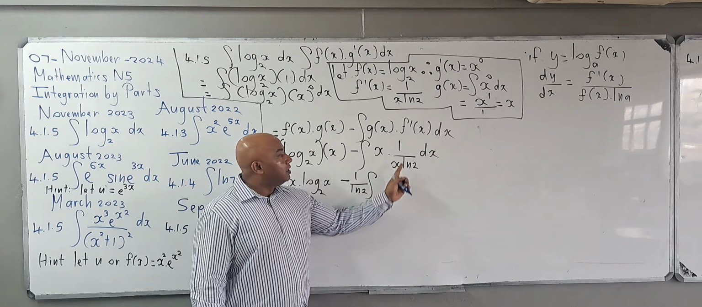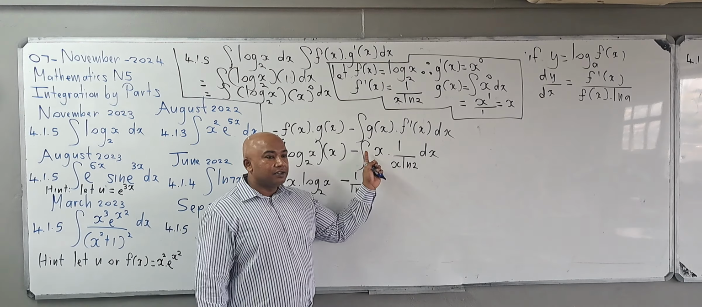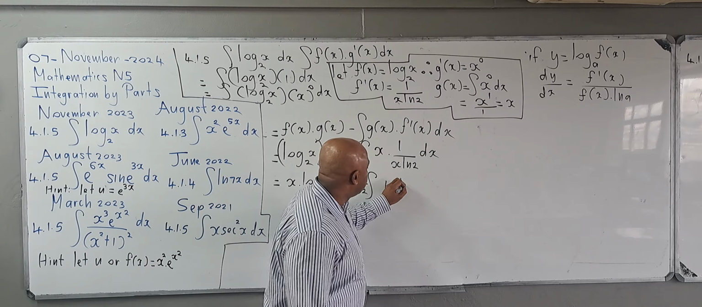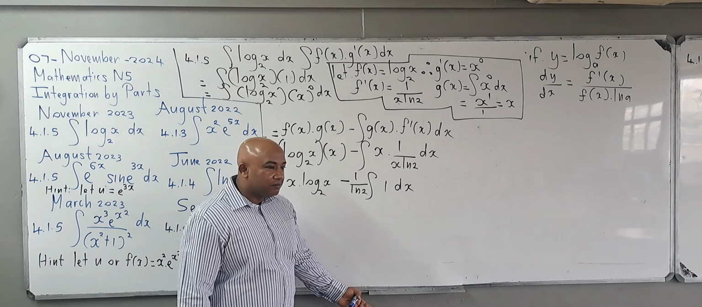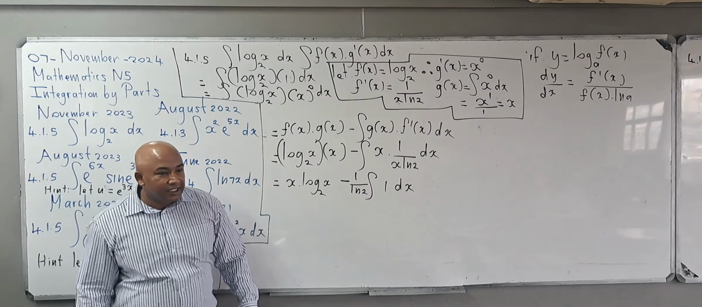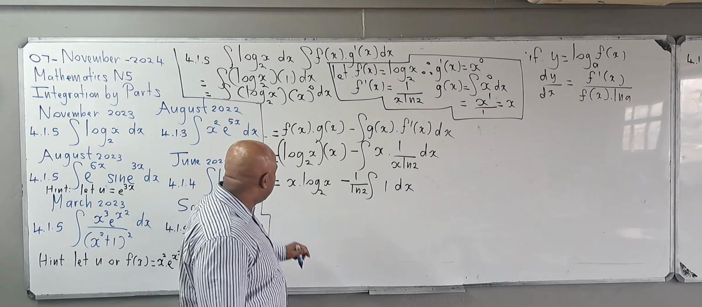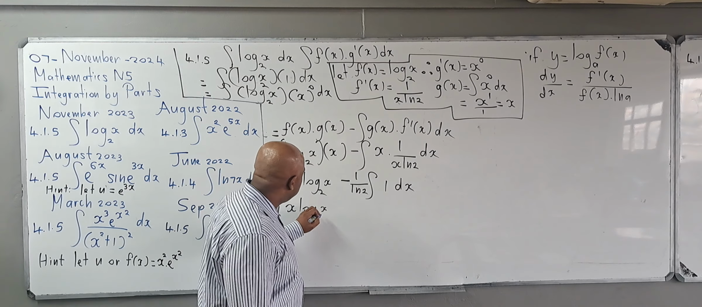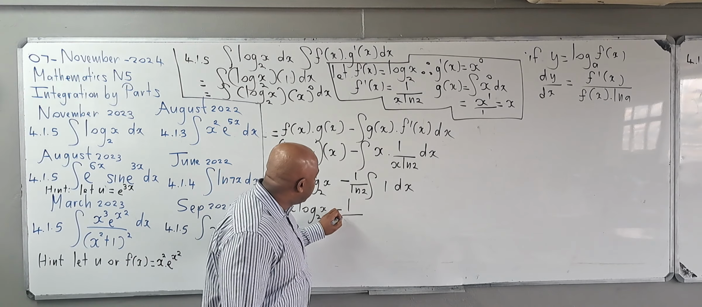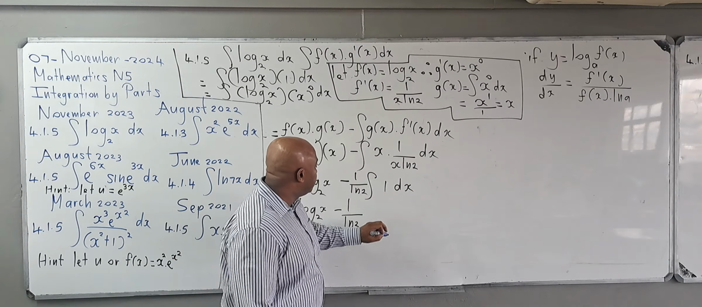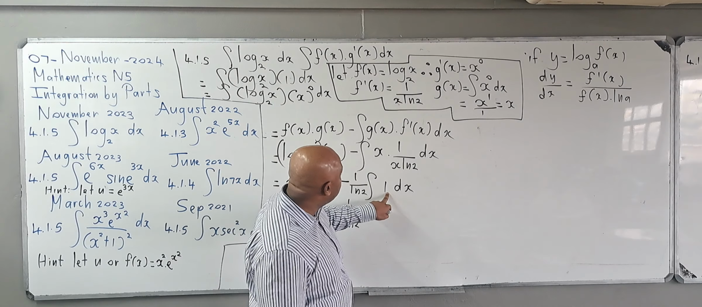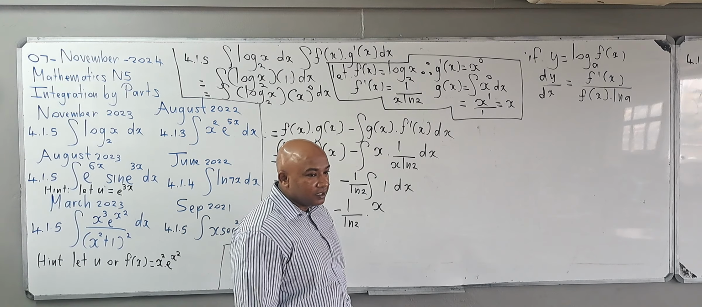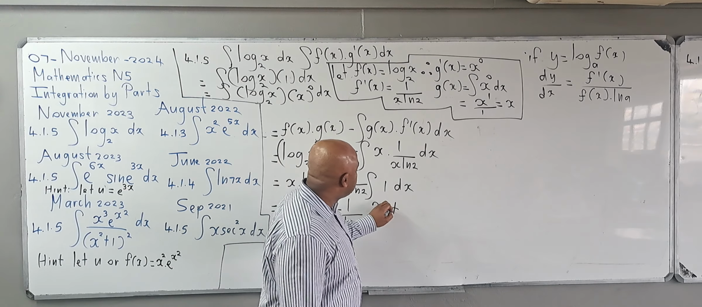Now I just have basically x over x. X over x is just 1. And now all we have to do is integrate 1. So that's going to be x log x to the base 2 minus 1 over ln 2 times integrating 1, which is just x. You're clear with that? Plus c.